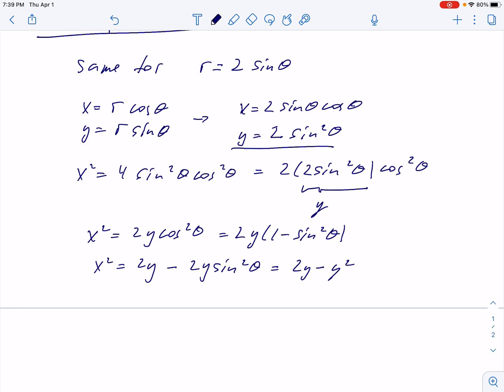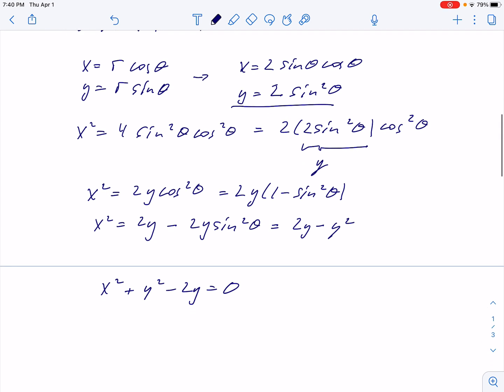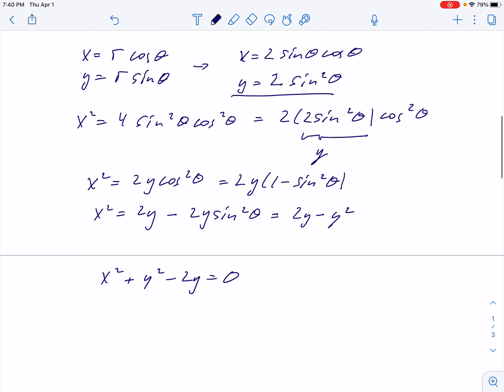We have Cartesian equation. Let's write this again. We shall bring everything on one side. This is the equation: x squared plus y squared minus 2y equals 0. What equation is this? What is this geometric object? This is actually a circle, and to see this we have to complete the perfect square using these two terms.